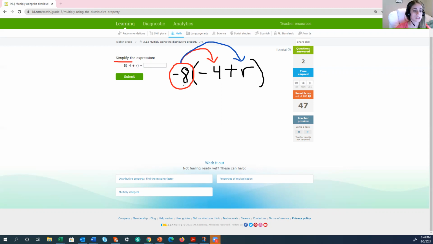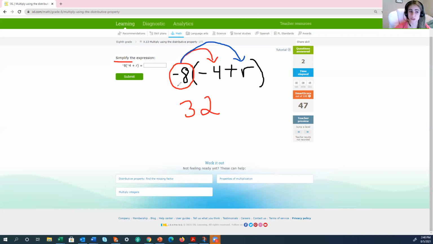All right, first, -8 times -4. Well, we remember our rules of integers when we're multiplying and dividing. If the numbers have the same sign, your answer is positive. If they have a different sign, it's negative. So here they have the same sign, a negative times a negative is a positive, which would give us 32.